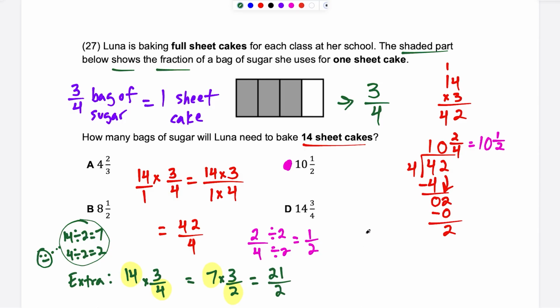If I do this division problem on the side, 21 divided by 2, 2 goes into 2 once. 1 times 2 is 2. We subtract. We bring down the 1. Now 1 divided by 2 is 0. 0 times 2 is 0. And we have a remainder of 1. So our remainder 1 goes up and our divisor 2 goes down. And we still get 10 and a half. So either way, choice C is our answer.